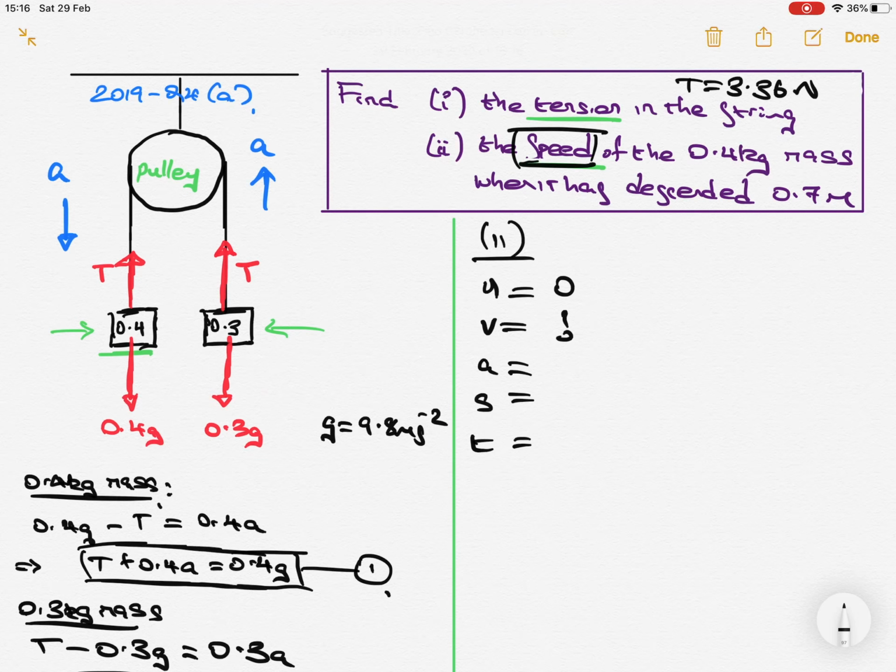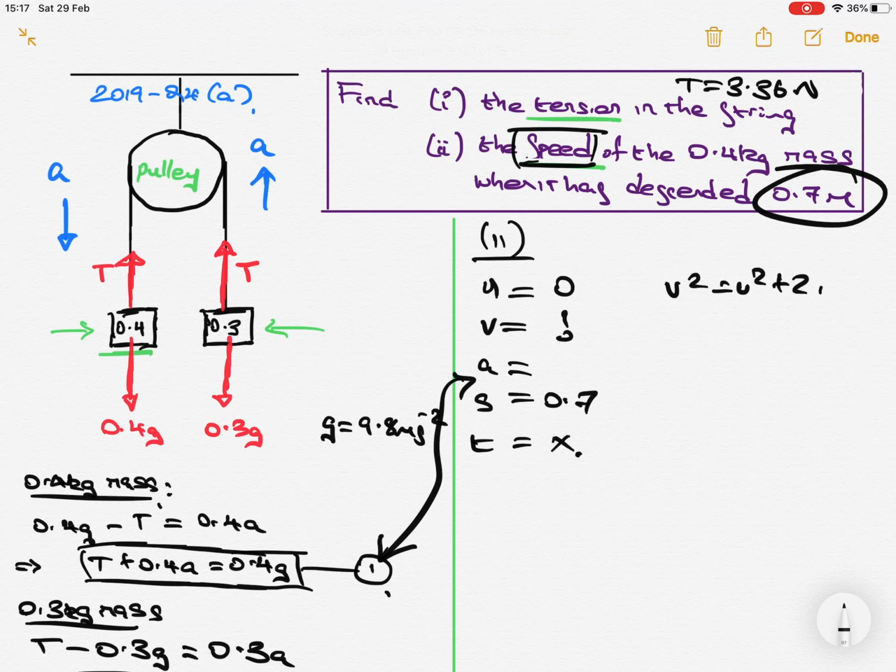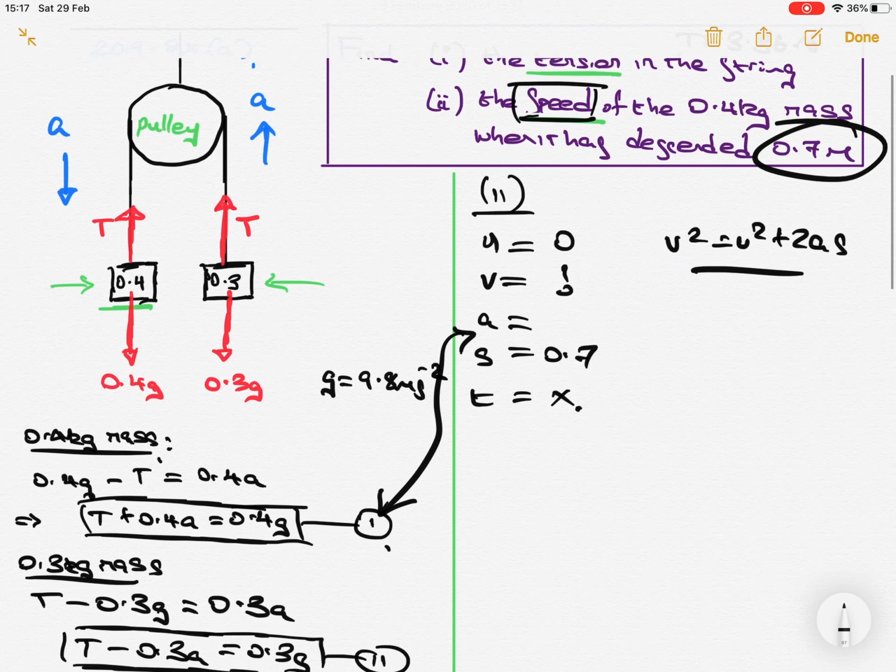The acceleration I can find from equation 1, or indeed equation 2, but I'll use equation 1. S is 0.7, and I'm not really interested in t, but that's okay, because I'm going to use v squared is u squared plus 2as, and that equation has no t in it. We're going to solve for v using that equation. So here we go, let's find a first.